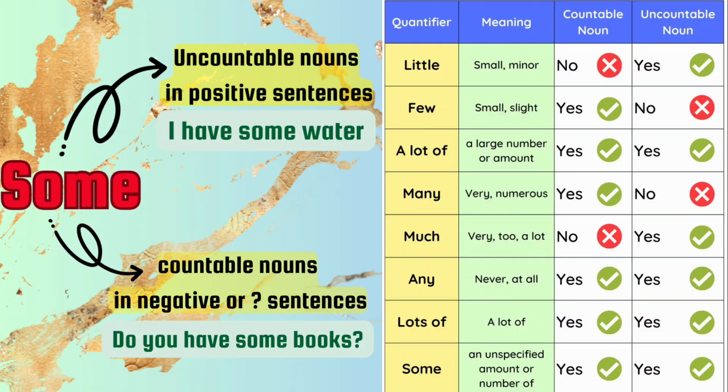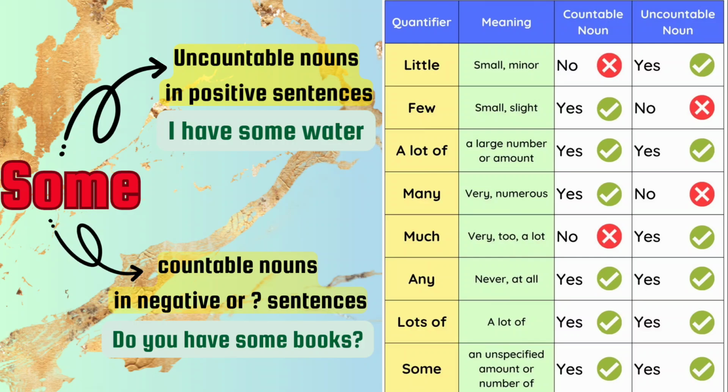How about using a lot of and a little? A lot of can be used for both types of nouns. For example, I have a lot of books. Or I can say I have a lot of water. However, a little is only used for uncountable nouns. I have a little water.